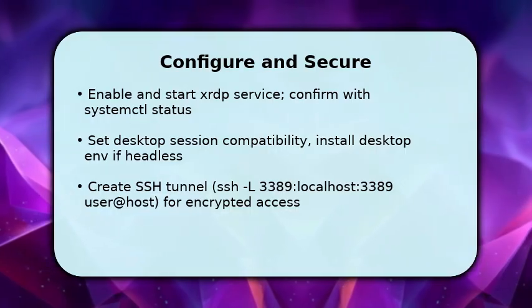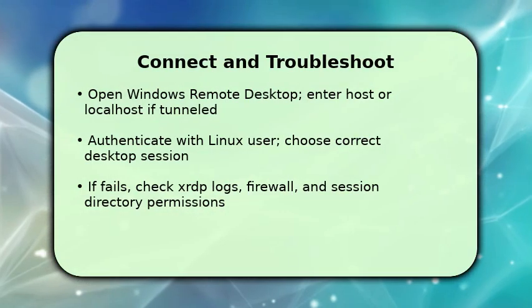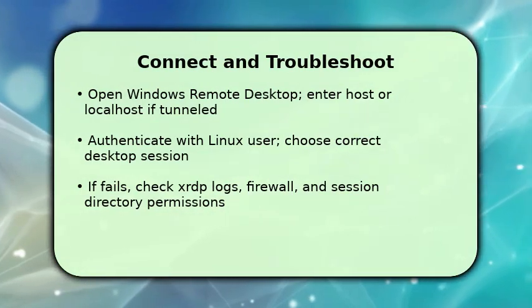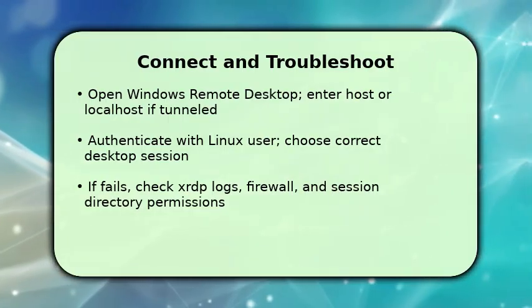Finally, open Remote Desktop on Windows and enter the Linux IP or localhost when using a tunnel. Connect and authenticate with your Linux username. Make sure you select the correct desktop session when prompted so you get a usable GUI.